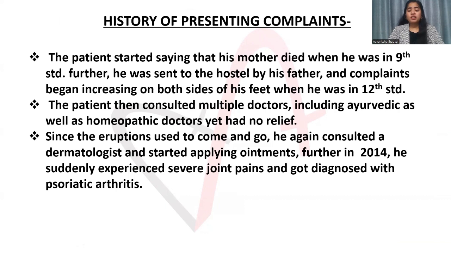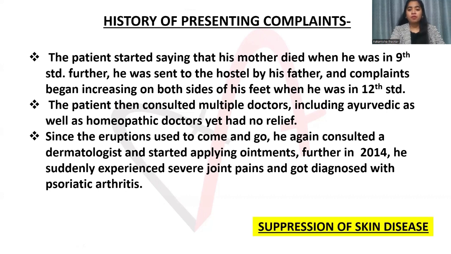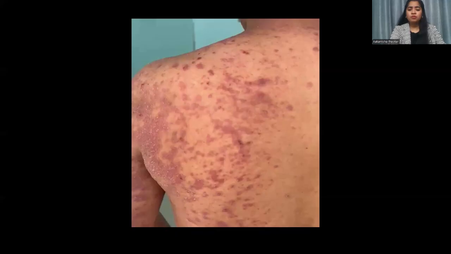The patient then consulted multiple doctors, including Ayurvedic as well as homeopathic doctors, yet had no relief. Since the eruptions used to come and go, he again consulted a dermatologist and started applying ointments. Further, in 2014, he suddenly experienced severe joint pains and got diagnosed with psoriatic arthritis. So here what we understand is, there is a clear-cut suppression of the skin disease which went into his bones.